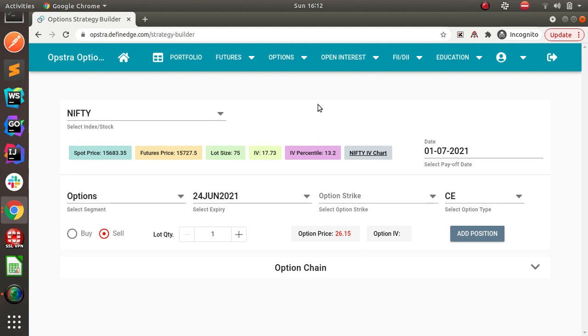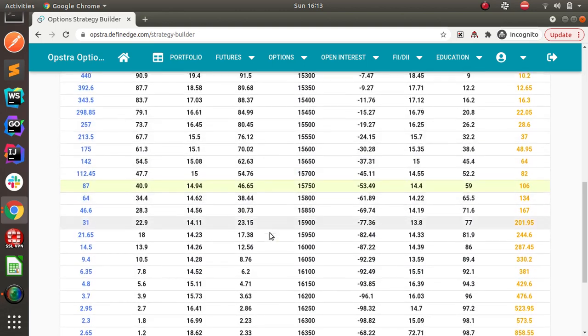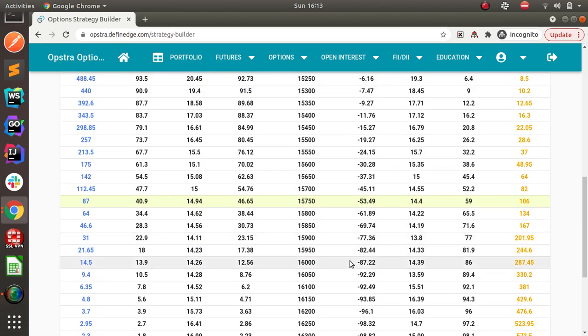If not, just have a quick discussion on what is short strangle and how we can use it for regular income. This can be used for regular income. So I selected Nifty options, current week expiry, and then sell. Let's see the option chain. So what is short strangle? We need to sell the OTM calls and OTM puts.